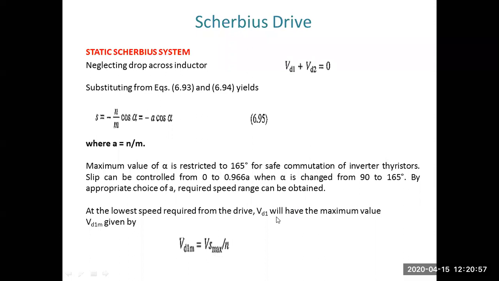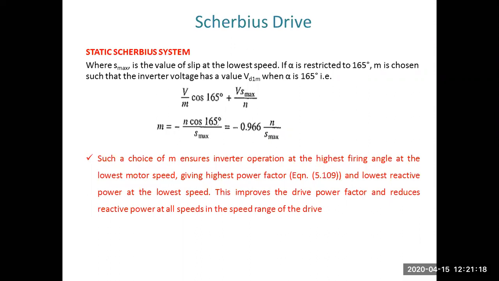So the voltage VD1 will have the maximum potential: VD1 is equal to V multiplied by S max divided by N. Here N is the turn ratio of the rotor side, and it comes along with this expression. Now the next thing: S max is the value of slip at the lowest speed. If alpha is restricted to 165 degrees, we take the value of alpha as 165 degrees, and M is chosen such that the inverter voltage has the value VD1 M.